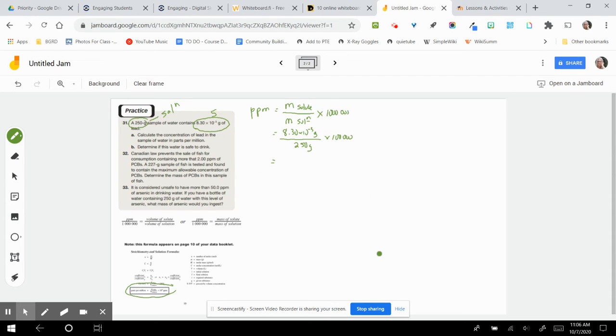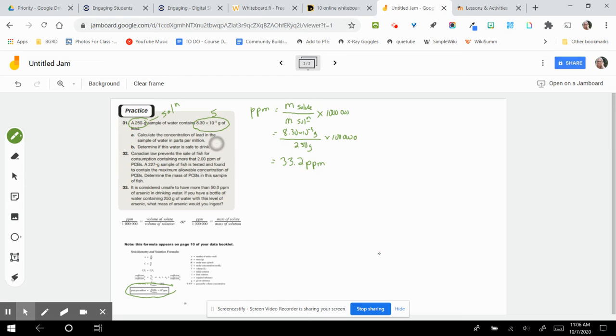So we're going to take the top number, divide by the bottom number, and then multiply by 1,000,000. I missed a 0 there. And we're going to get 33.2. And this is parts per million, are the units for that one.